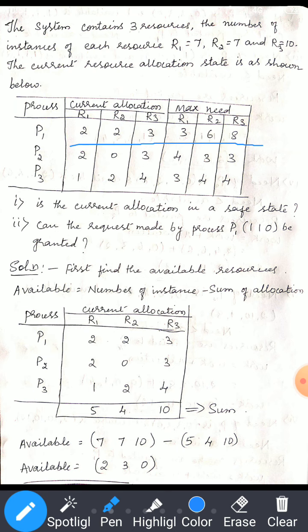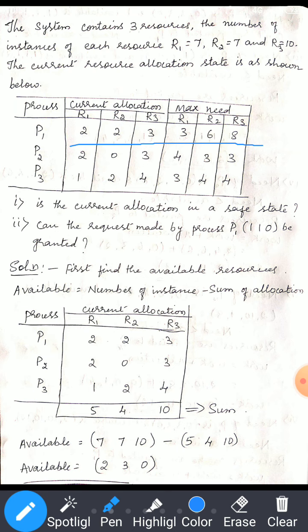The procedure is the same as I already explained in the previous class. You compare the need of each process, P1, P2, P3, with the available. If the need is less than the available, then the resources will be allocated, the process completes its execution, and it releases the resources. If the need of the process is greater than the available, then we move on to the next process. Understood? Like that you can calculate the safe sequence.